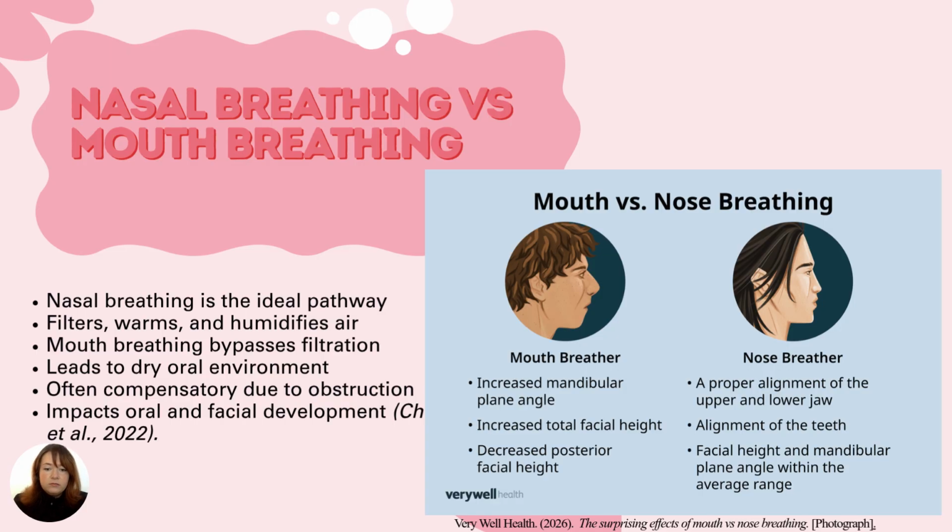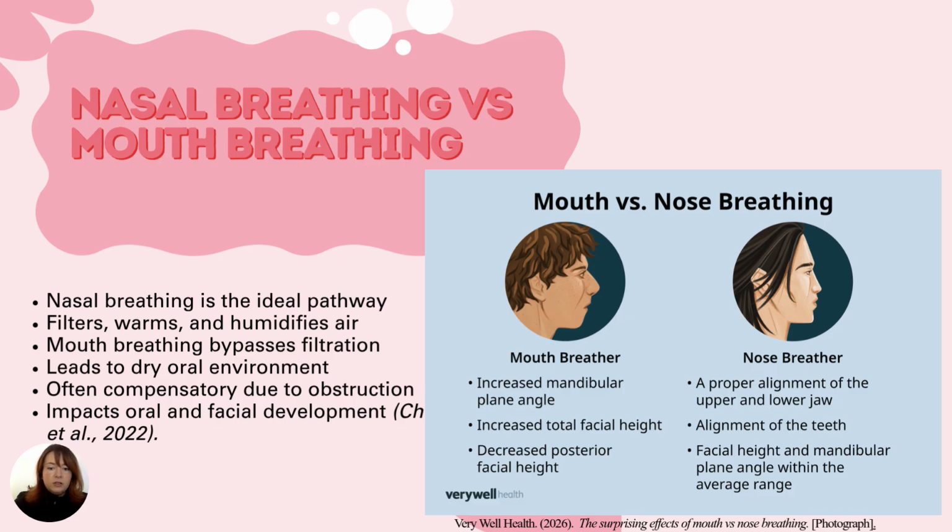So here's a little picture for you. On the left we have a mouth breather. You can see the increased mandibular plane angle. Mandibular is the lower arch, like the jaw right here, your lower teeth. And then the maxillary is your top teeth right here. And then we have increased total facial height. You can see it's longer as compared to the nose breather. And decreased posterior facial height. Posterior meaning back right here. So it's kind of squished a little bit.